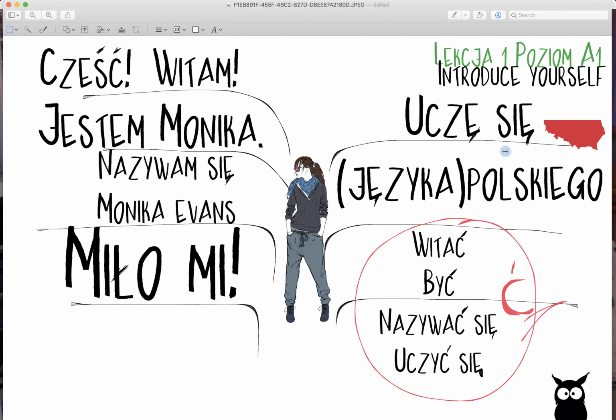Uczę się języka polskiego. I'm learning Polish. Or just uczę się polskiego. I'm learning Polish. Please practice this as many times as you need to. I think it's more than enough for the first lesson.